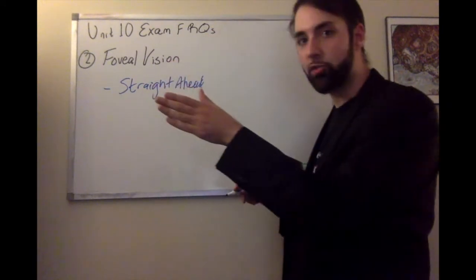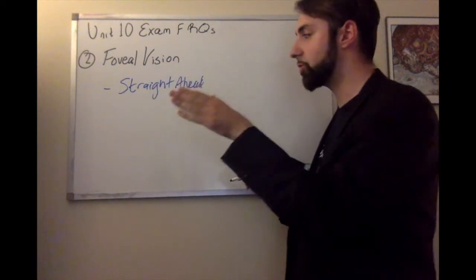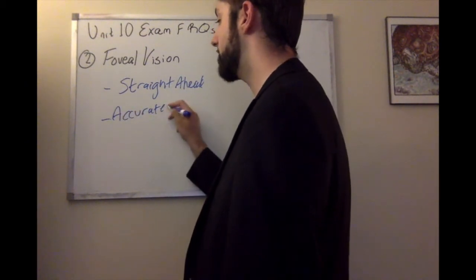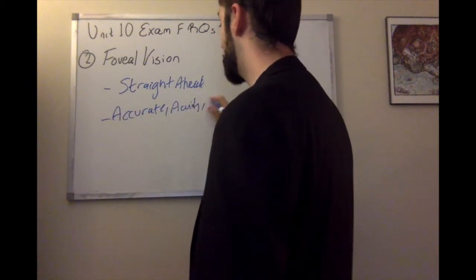So whenever you're looking straight on, dead on, whatever you see straight ahead is in your foveal vision. And as a result, it has the highest degree of accuracy. Sometimes you can call that acuity or sharpness.